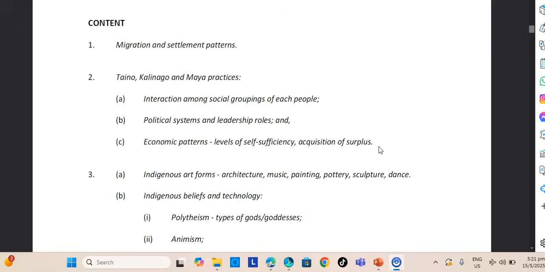So, quick summary: the Maya had a complex class-based society where social interaction was shaped by religion, hierarchy, and shared culture. Their political system featured hereditary monarchs supported by a noble class and priests. Economically, they were largely self-sufficient like the other groups, with surplus production that supported urban centers and trade. Their civilization blended agriculture, trade, and religious duty into a dynamic and enduring society. So that is it, guys.